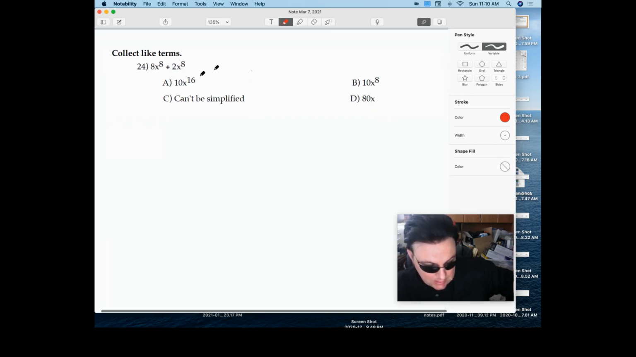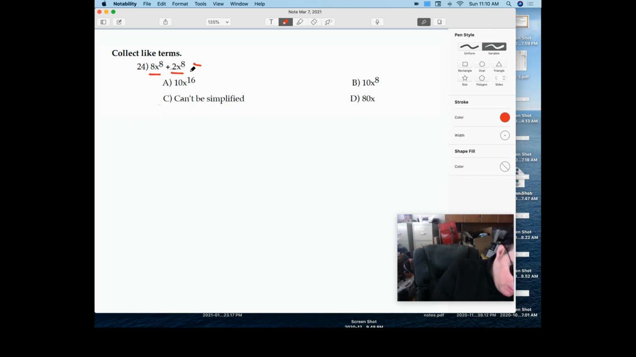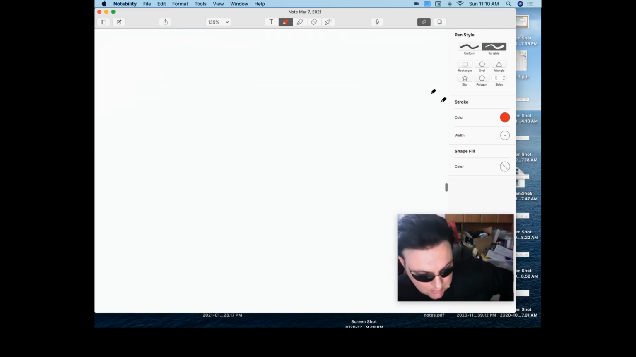Next one. Collect like terms, if possible. Because the variable parts here match up, you can collect like terms. So we just add the numbers in front, or if you want to be fancy, the coefficients. So 8 plus 2 is 10. So this is 10x cubed. And there's my answer. All right, hope that makes sense.